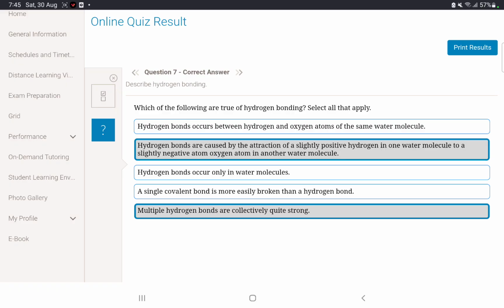But remember that a single covalent bond is stronger than a single hydrogen bond, and a single ionic bond is stronger than a single hydrogen bond. Hydrogen bonds are strong together.